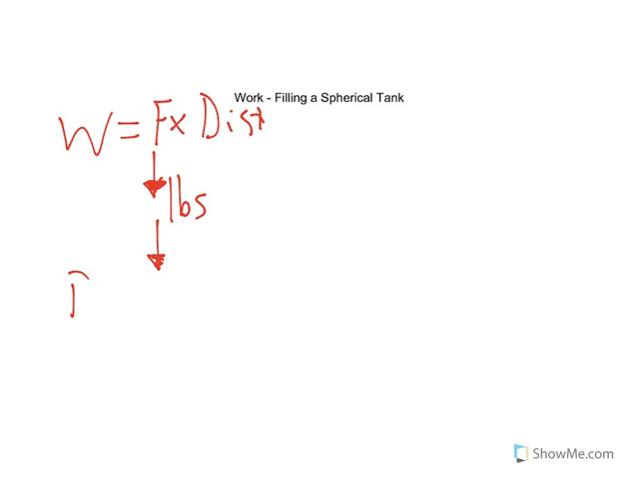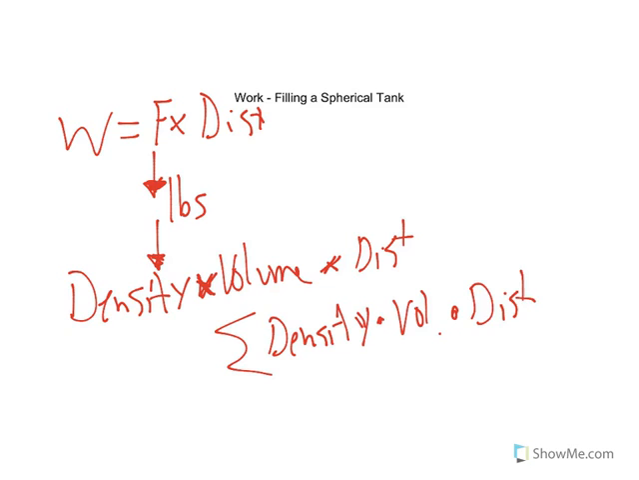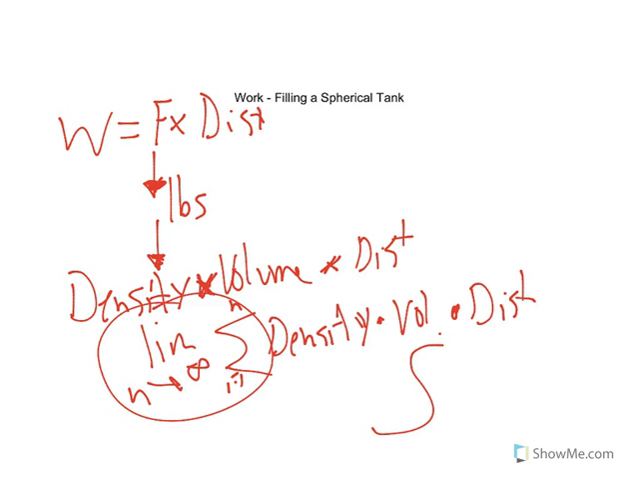Well, we take the density times volume. That will be pounds. And then times distance. So we're going to just try to add up all of these: density times volume times distance, and do some subdivisions, but then the number of subdivisions approaches infinity. And we recognize this as the definite integral.